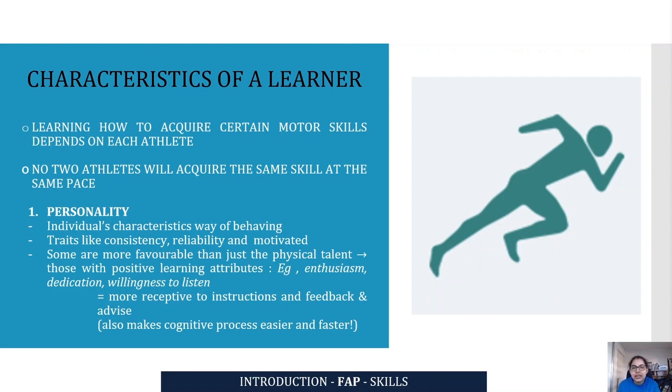You can't necessarily say that they'll be really good at learning a skill, really fast at it. We can say that they will be resilient at it. Some factors are more favorable than just the physical talent, like having positive learning attitudes: enthusiasm, dedication, willingness to learn and try, resilience. The more receptive an athlete is to instructions, feedback and advice, the easier and faster the cognitive process will be for them, because they are trying to learn and pick up things really fast.